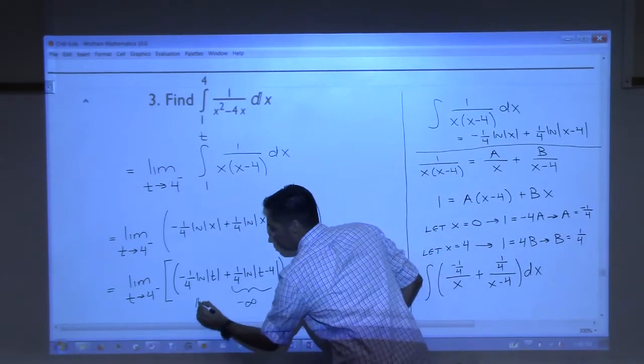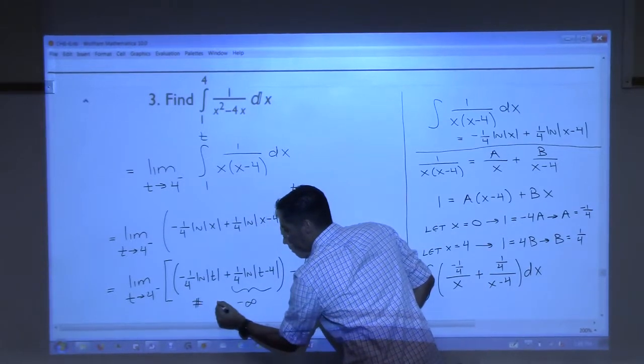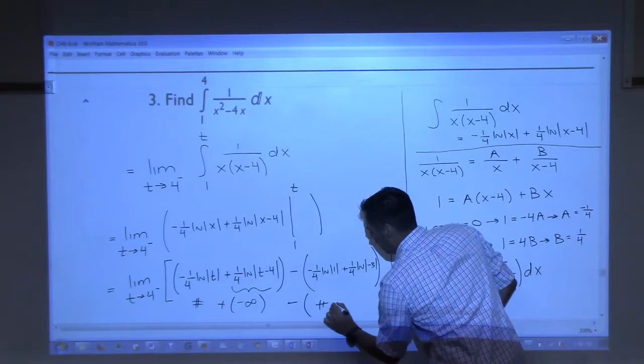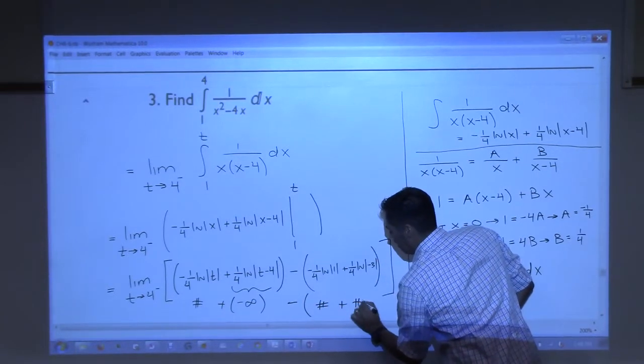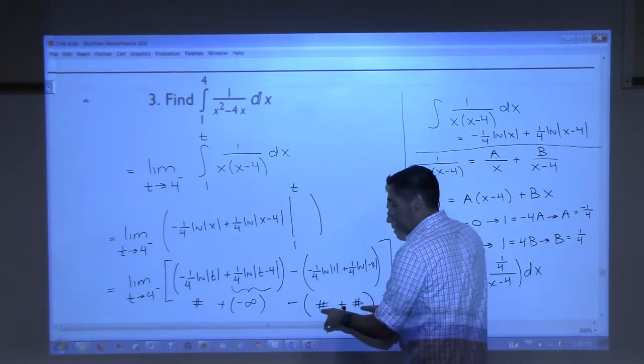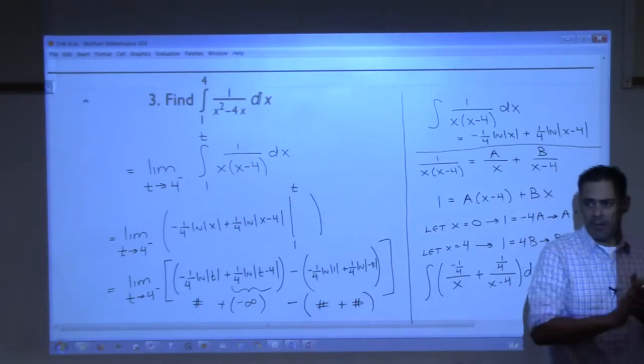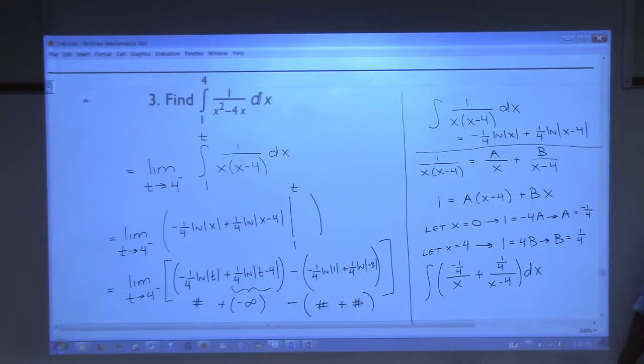This right here is going to a number, right? That right there? Plus negative infinity minus a number plus a number, right? And these are actual finite numbers. So we have one term going to negative infinity. That means the whole thing's done, all right? That diverges.